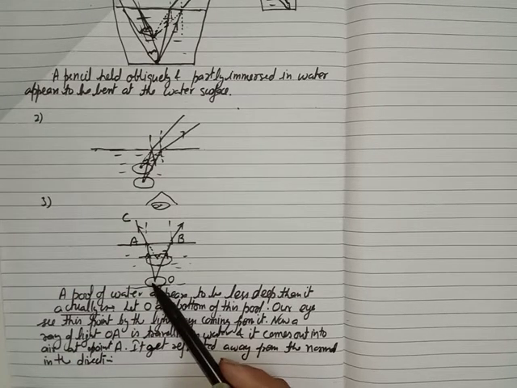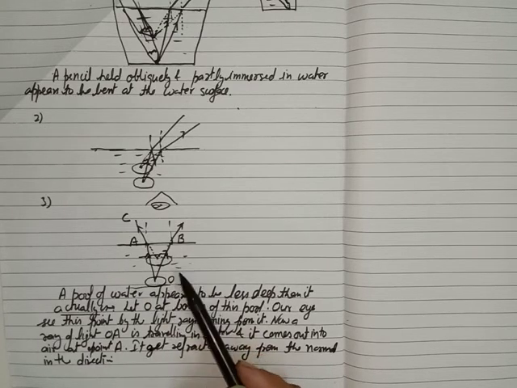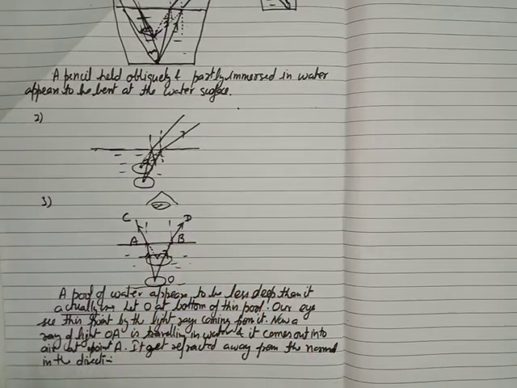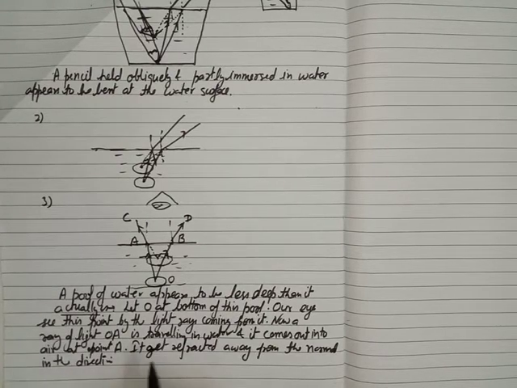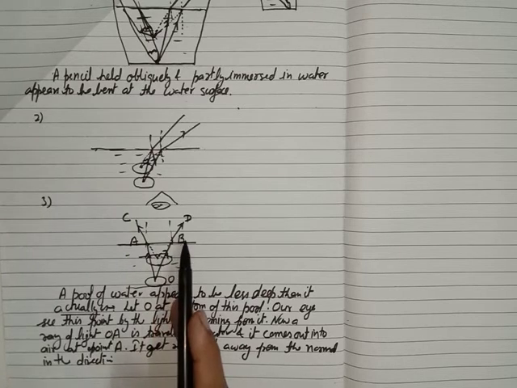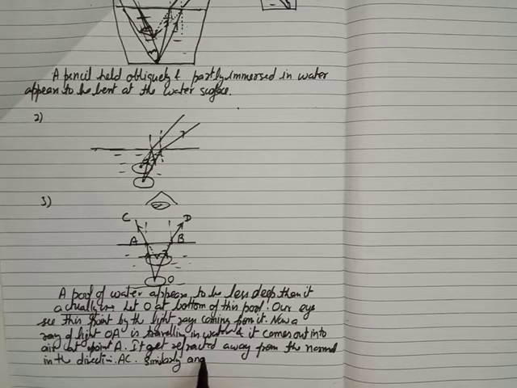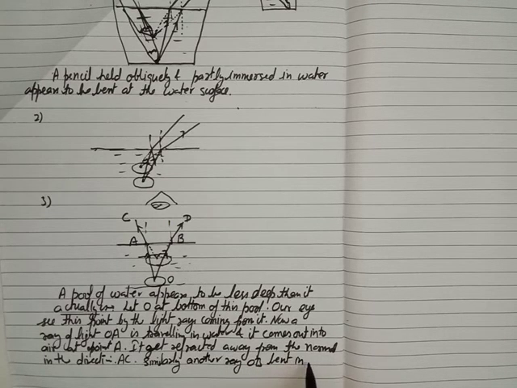Similarly, another ray from the point O moves along the path OB in this medium, that is in water, and it is bent and refracted along the path BD. Okay, this is another bending of the light.